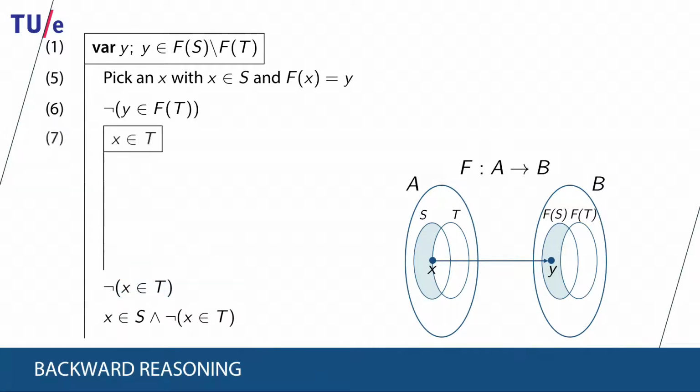According to our standard method for proving a negation, this amounts to deriving a contradiction from the assumption that x is in T. Consider the assumption that x is in T. Since f maps x to y and y is not in the image of T under F, we get a contradiction if we show that f maps x into the image of T under F.